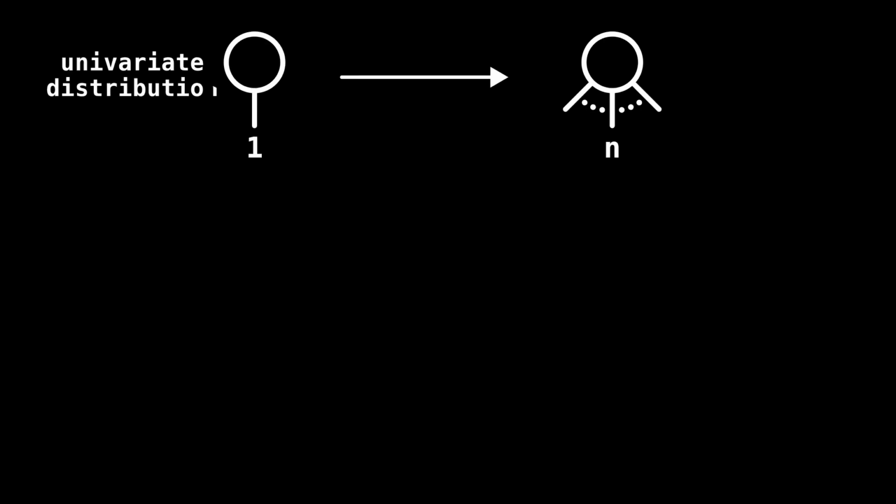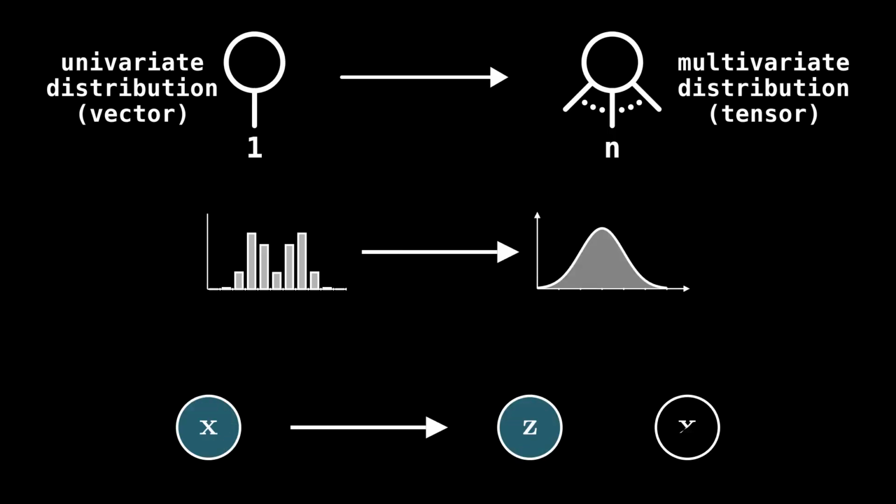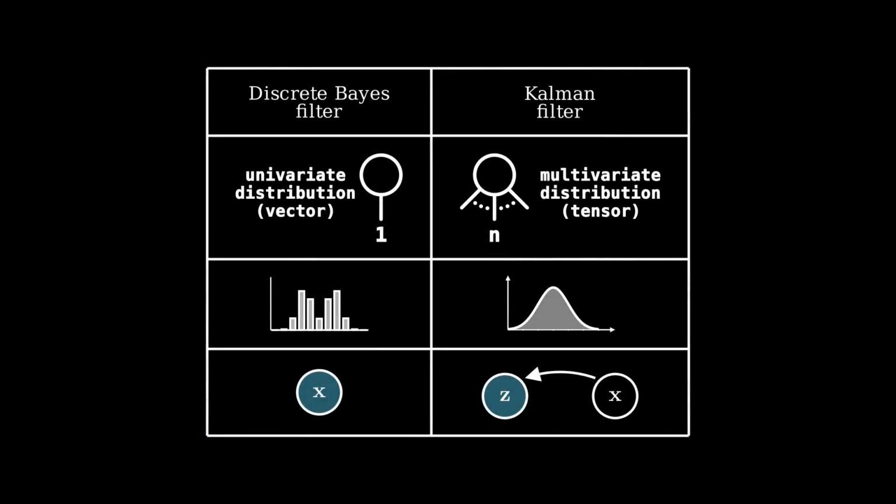The classical Kalman filter operates on multidimensional and continuous, normal, so-called model distributions. And the last difference is that the measurements are indirect. We'll unpack what it all means in the next videos.